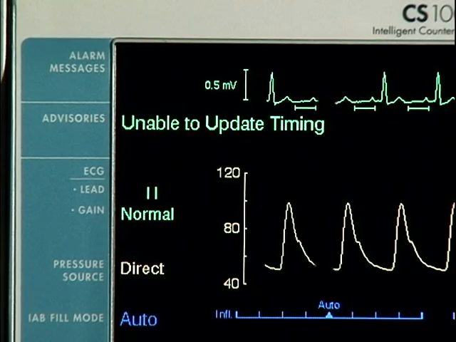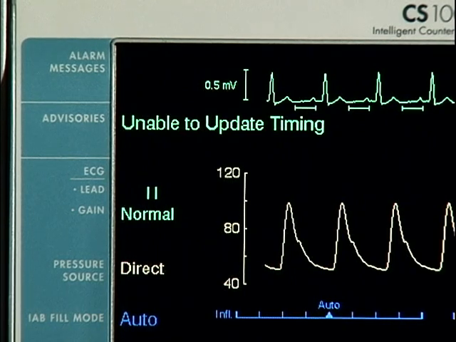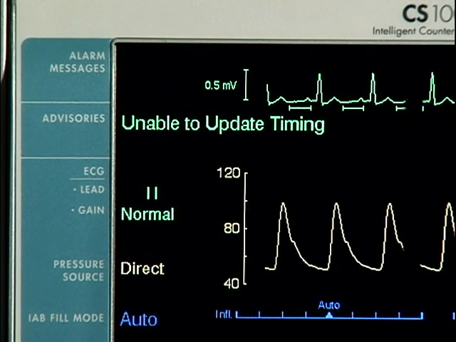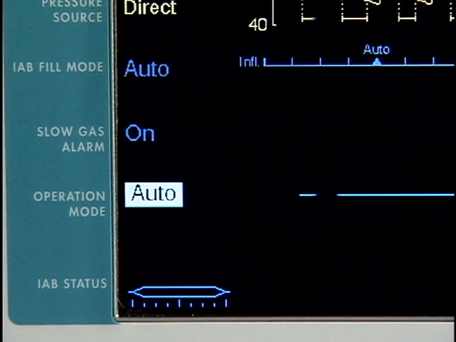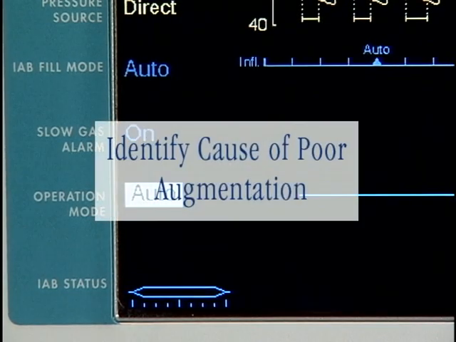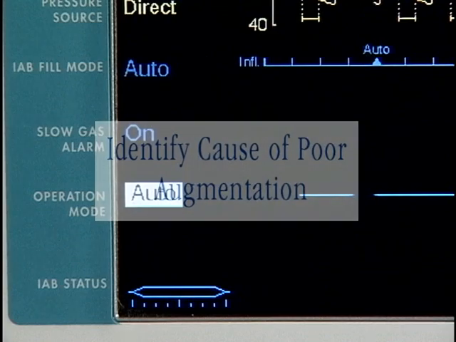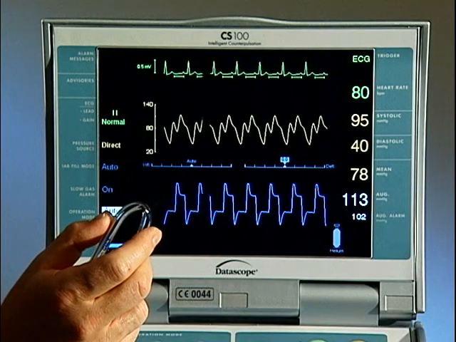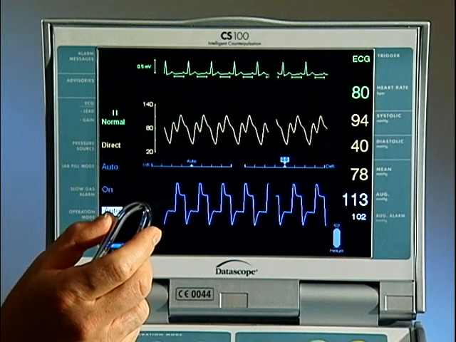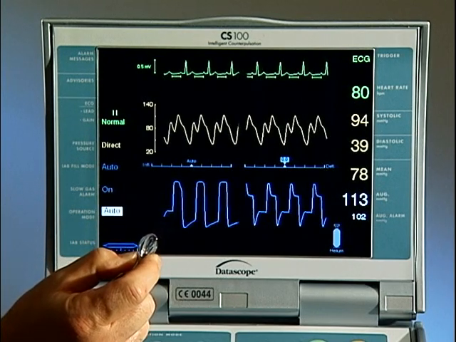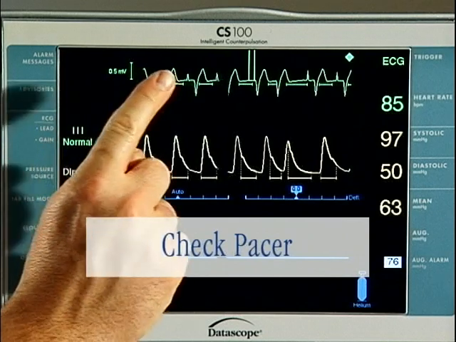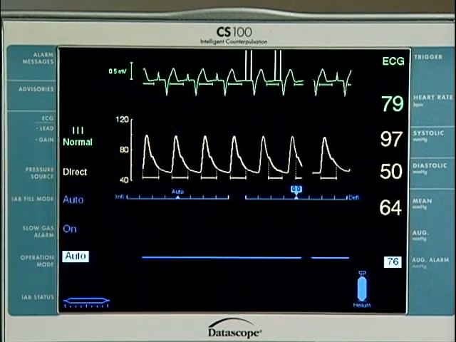The alert, unable to update timing, indicates a probable lack of quality in the waveform with poor augmentation. The operator should respond to this alert by keeping the CS100 in the auto operation mode while an attempt is made to identify the cause of the poor augmentation. Poor augmentation may be related to the patient or due to a kinked catheter and should be treated appropriately. This alert may also be related to pacing. Check to see if the pacer is being captured and sensed by the pump.